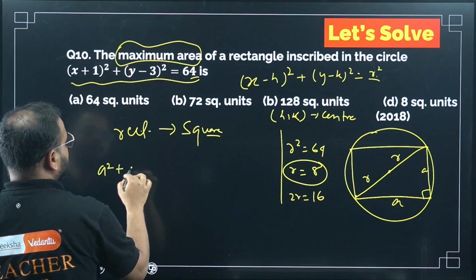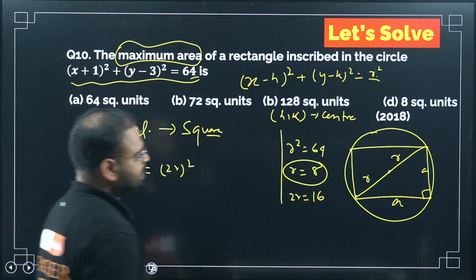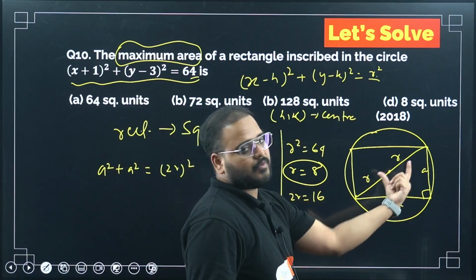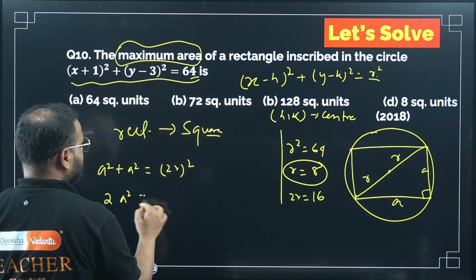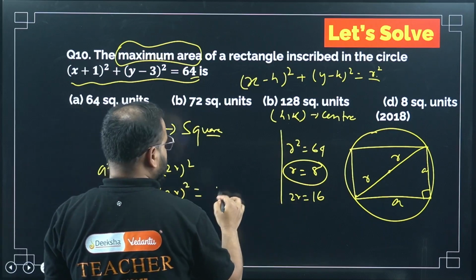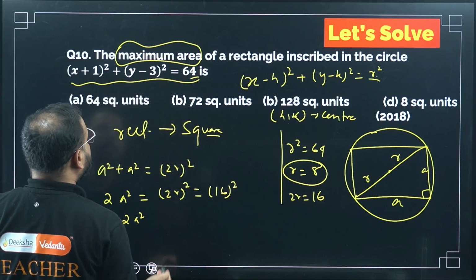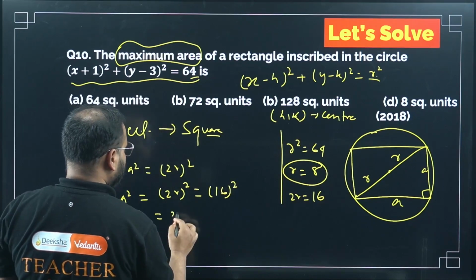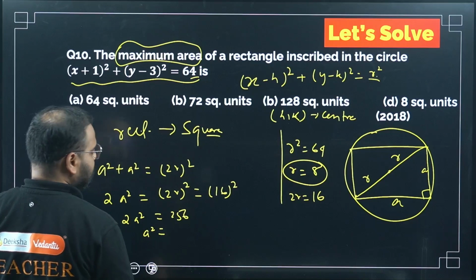a square plus a square equals 2 times r square. a square plus a square equals 2 times r, the whole square. Okay, what is going to be? 2a square equals what? 2r the whole square, which is nothing but 16 square. So what is 2a square equals? 2a square equals 256. All right.